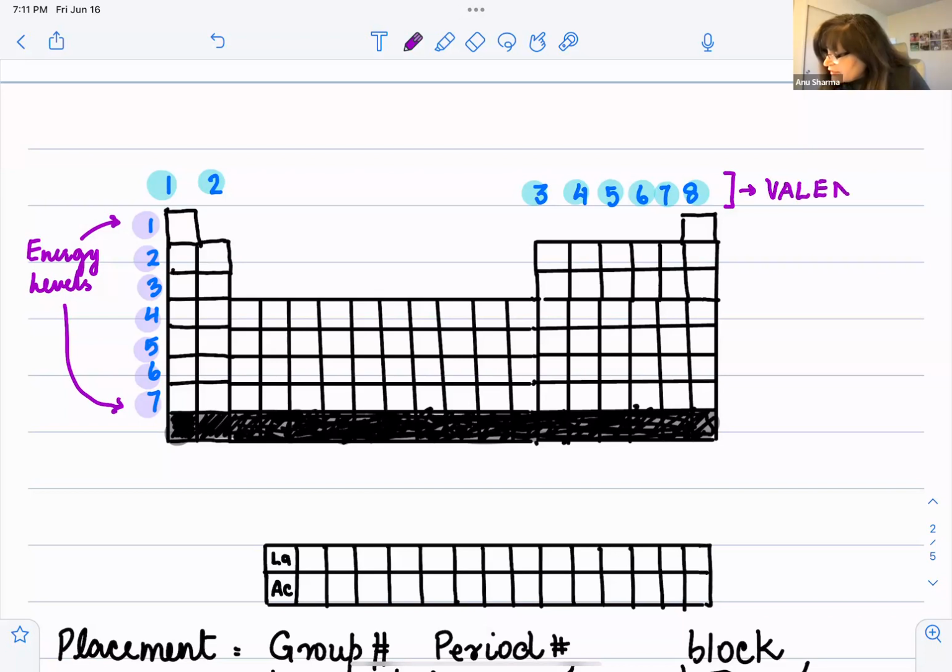Now, what are valence electrons basically? Valence electrons are the electrons that are present in the last shell, not the last orbital, but the last shell. Okay. All right. So these are the last electrons, the shell number of the last shell or energy level. Okay, so energy levels, and I'm also going to put here shells because that is also used.